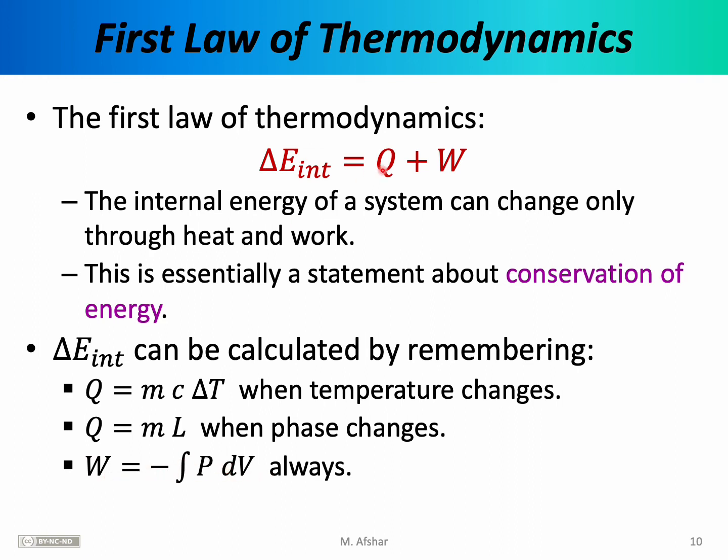To use the first law of thermodynamics, we often use a combination of these 3 to find Q and W, and then from the sum, we can find the change in the internal energy. Note that both Q and W can be positive or negative. When they are positive, we're increasing the internal energy. When they are negative, we're decreasing the internal energy.